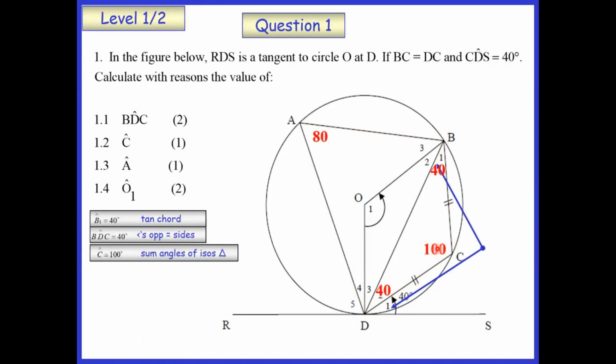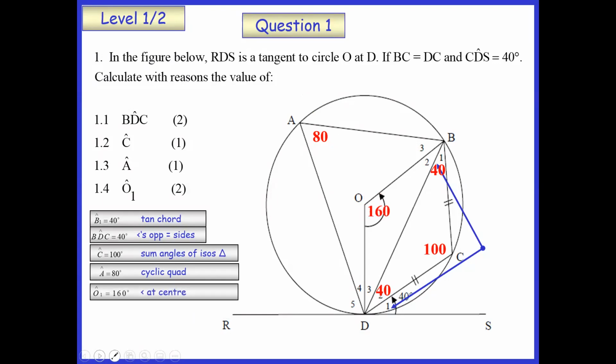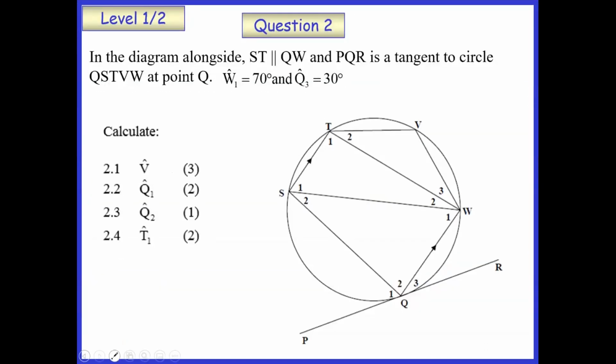Come to the last one, O1. Anybody can tell me what O1 is? So it would be 160. 160, sir. 160. And the reason would be? Angle at center is equal to 2 times angle at circumference. Okay, so that was a good warm-up question. Any questions before I move on? No, sir. All right, let's go to the next one.